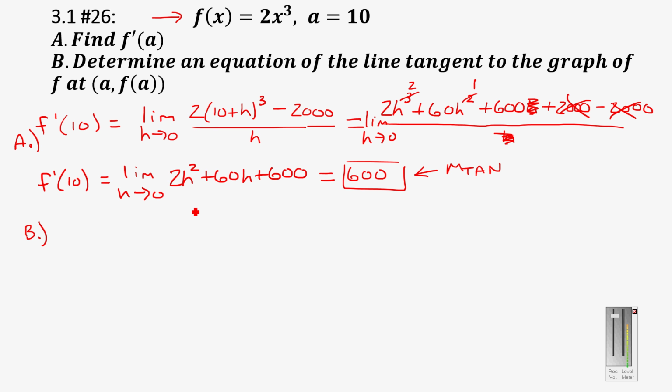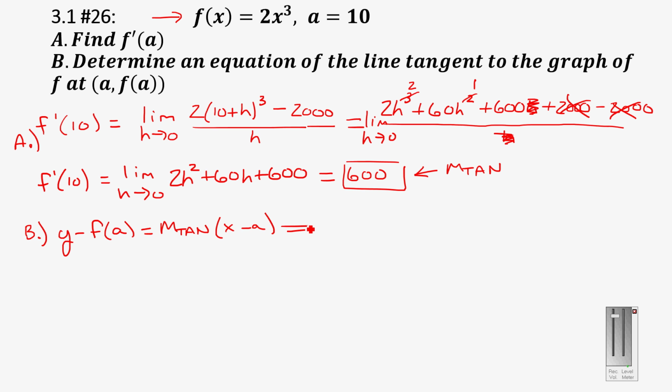Part B says, okay, I found f prime of a. Looks good. But now I need to determine an equation of the line tangent to the graph of f at a. So very similar to things we've done in the past. This is going to be y minus f of a. Or you think y minus y1 equals m times x minus x1. But in this case, it's y minus f of a equals m tangent times x minus a.